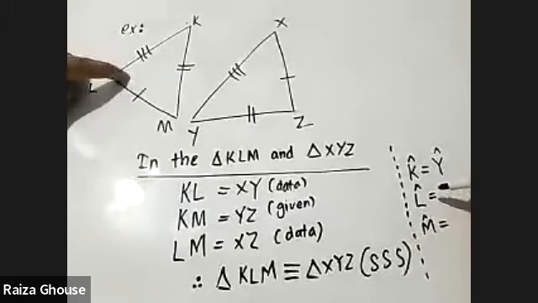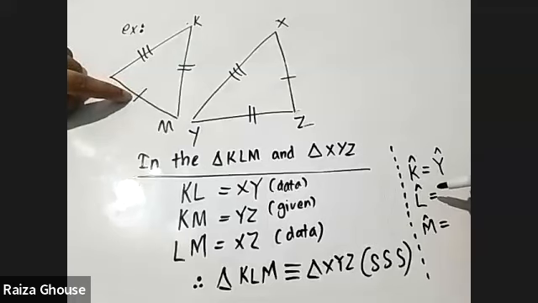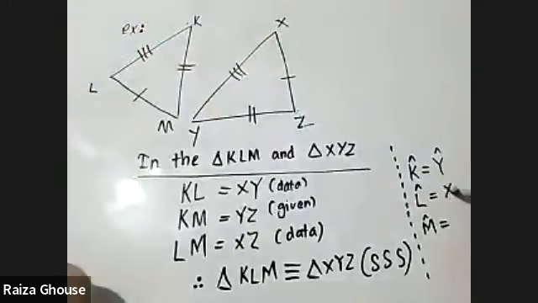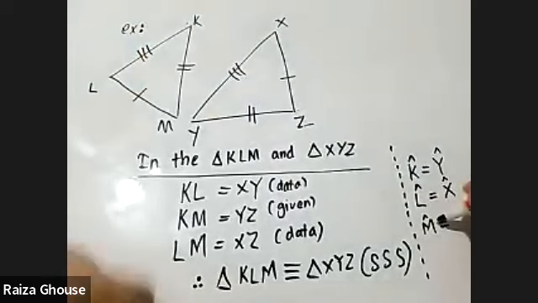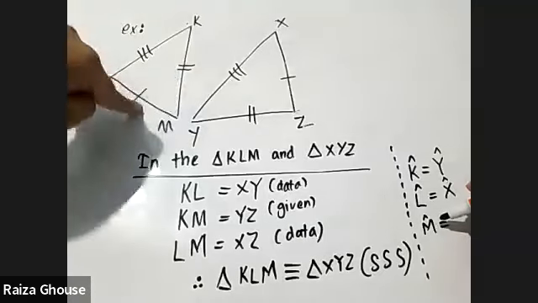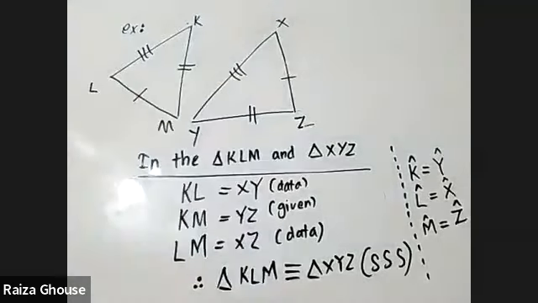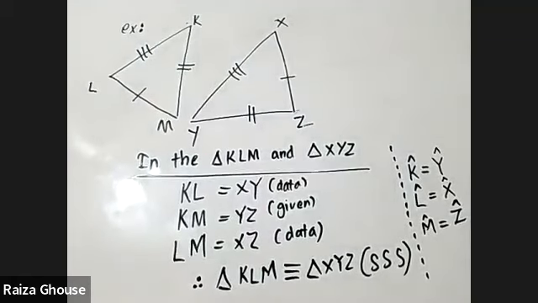L angle is between triple line and one line. So the angle between triple line and one line is X. M angle is between double line and single line. So double line and single line is Z angle. See how easy. Now we'll see how many of you have found it correctly. K equal Y, L equal X, M equal Z.